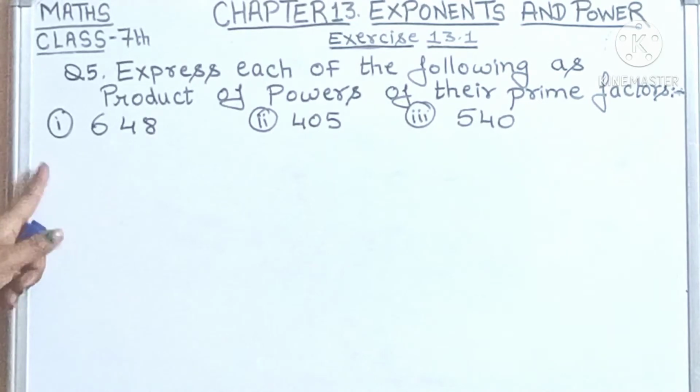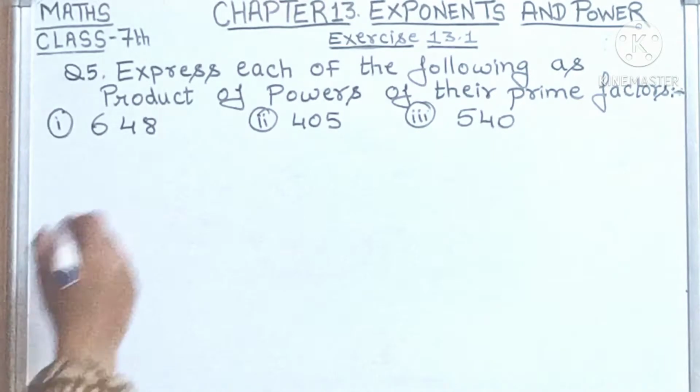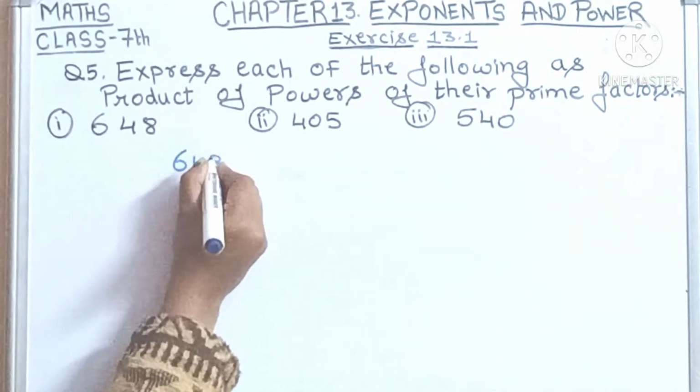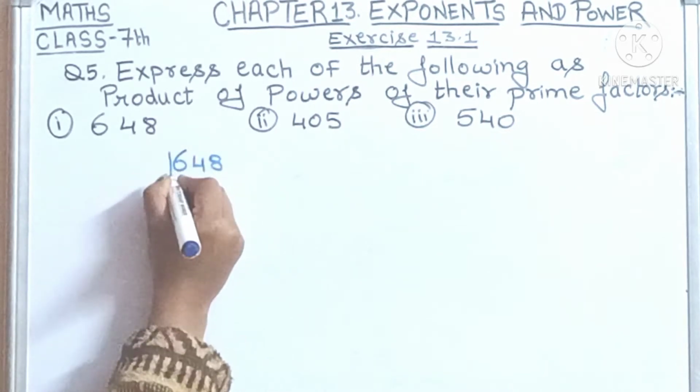To determine the prime factorization of 648, we will use the division method. We will use the division method to determine the prime factorization of this number. So let us start. The first one is 648.